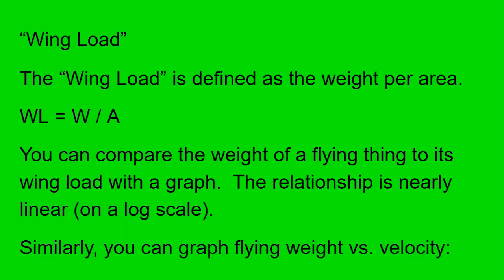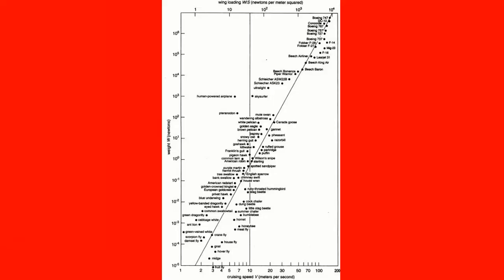And as it turns out, the relationship is nearly linear on a log scale. So you can also, if you like, graph flying weight versus velocity. Now it's kind of hard to see this. It's really worthwhile to look at how the weight actually changes as a function of the cruising speed, or you can graph weight versus wing load. I encourage you to take a stronger look at this in the notes. Also, do note that it is a logarithmic scale. It's changing by orders of magnitude with each segment you go up vertically, and slightly differently logarithmically down below.